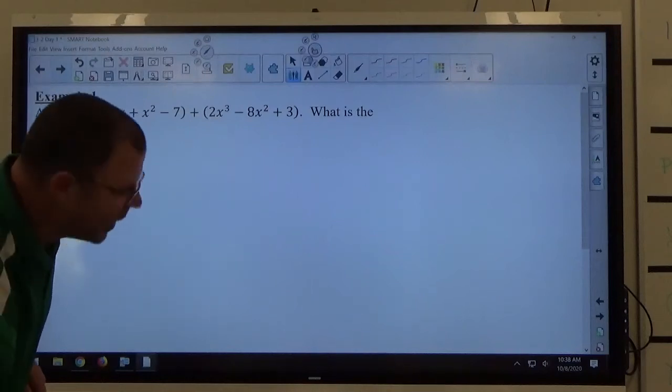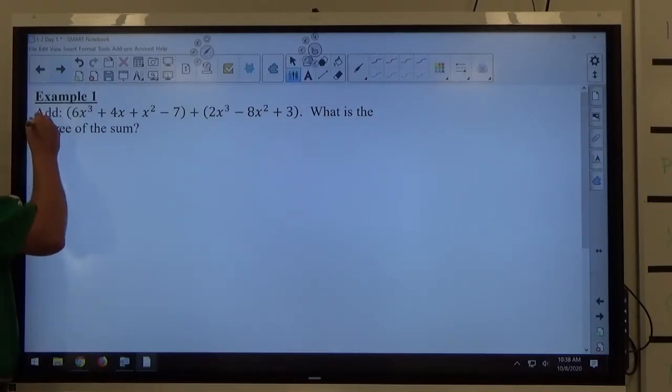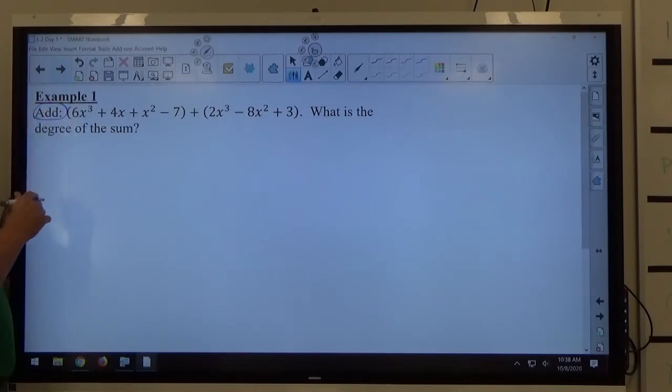So example 1 asks us to add these two polynomials, and then it also asks what's the degree of the sum. We'll worry about that after we add them. It might say add every single time when you're adding or subtracting, so be careful. Algebra books are weird that way sometimes. Algebraic addition sometimes involves adding a negative, so you might see a minus sign, they might say add. I chose to use the word subtract on the subtraction problem.